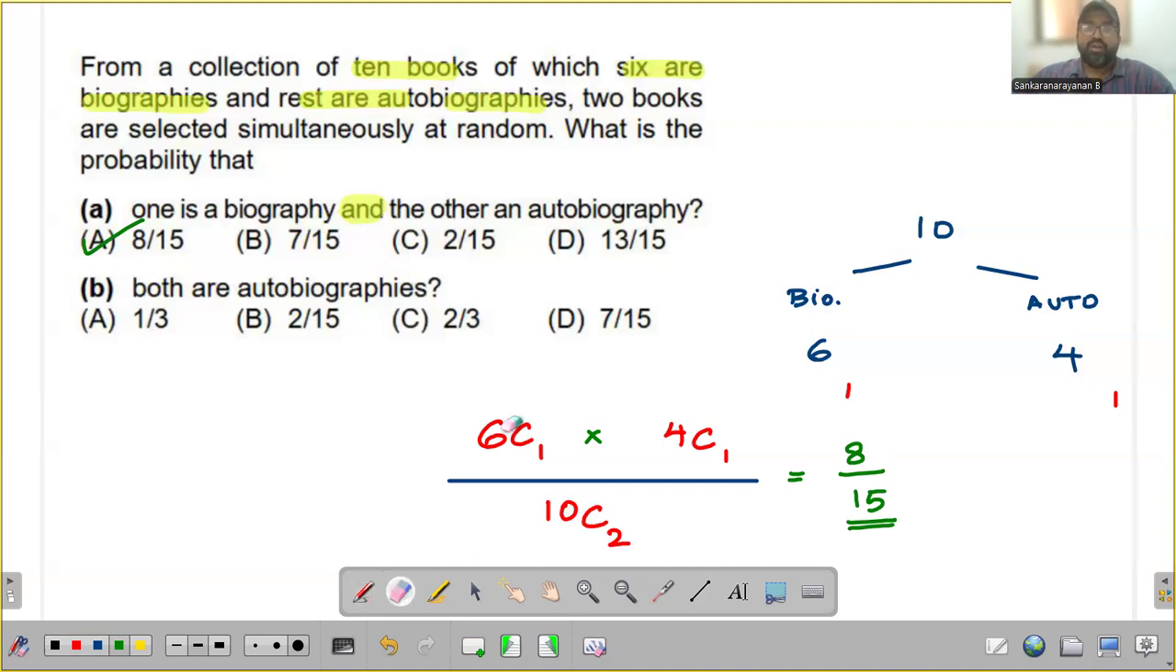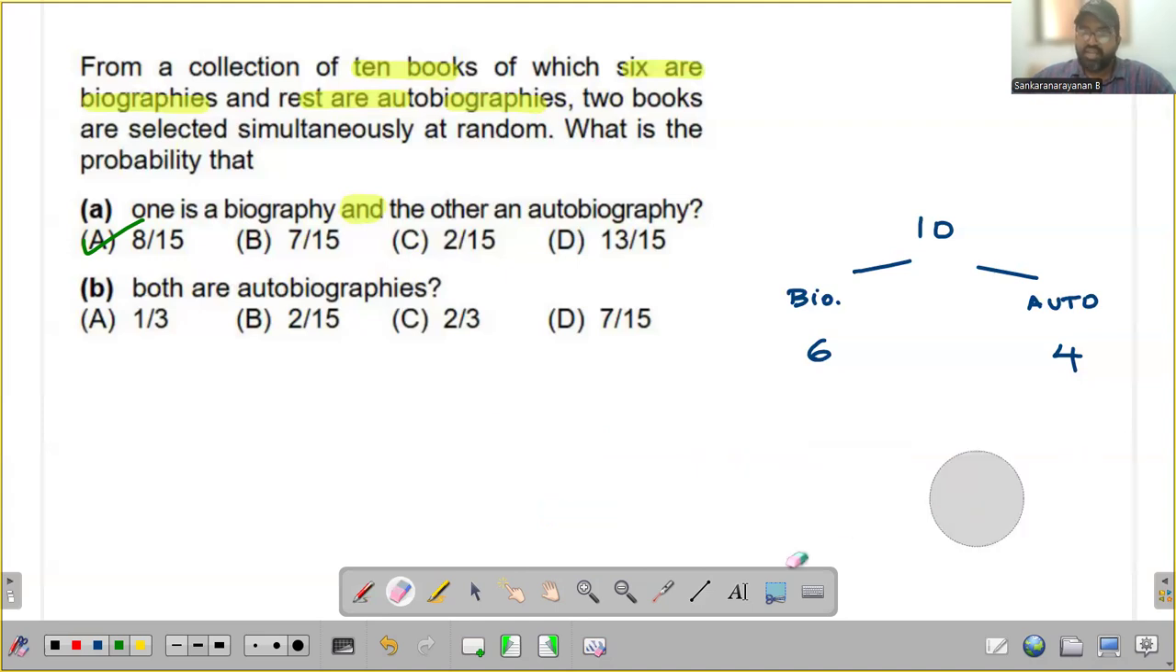Okay. Now, the second part of the question says, with the same condition, 2 books are selected at random. What is the probability that both are autobiographies? So here also, the total number of outcomes, when from 10 you are selecting 2 at random simultaneously, is 10C2 ways. That's the sample space. Now, in this 10C2, the question is, what is the chance that both are autobiographies? So 4 autobiographies are there, and you end up selecting 2 out of them. So the total number of favorable outcomes will be 4C2. So our answer will be 4C2 upon 10C2. Both are autobiographies, 4C2. Total number of outcomes is 10C2.